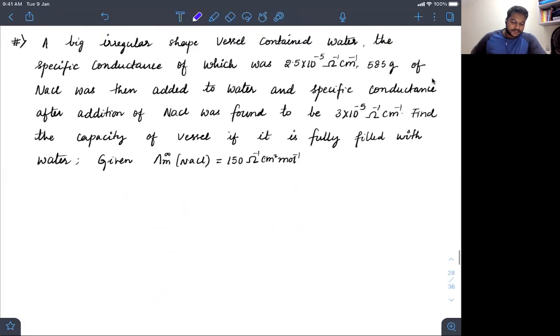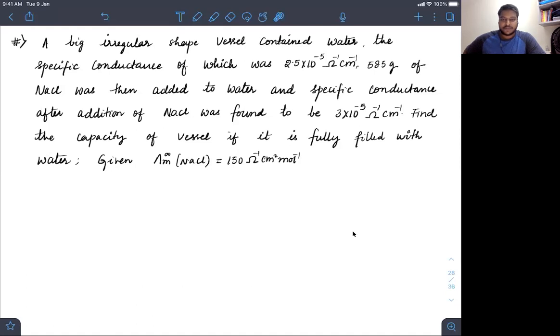Right. So let us do the next question. A big irregular shaped vessel containing water, the specific conductance of which was given. 585 grams of NaCl was then added to water, and specific conductance after addition of NaCl was found to be this much. Find the capacity of the vessel if it is fully filled with water. Okay, so we need to find out the volume of that container, correct? And lambda infinity of NaCl is given, and specific conductance of water is given, and specific conductance of NaCl in water is given.